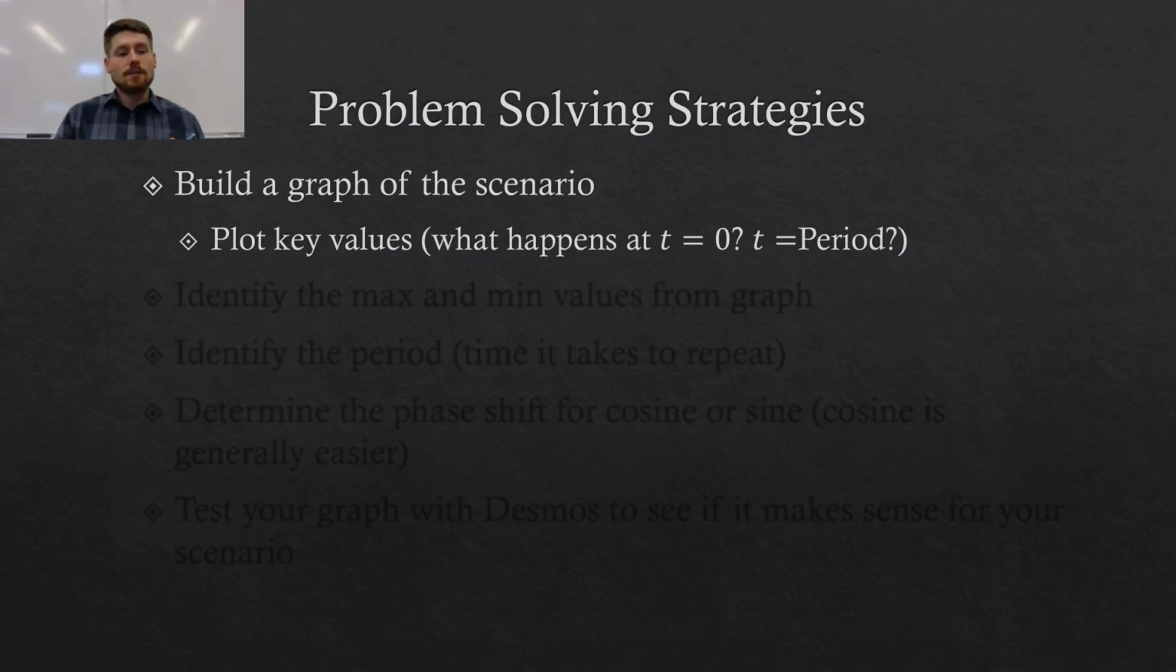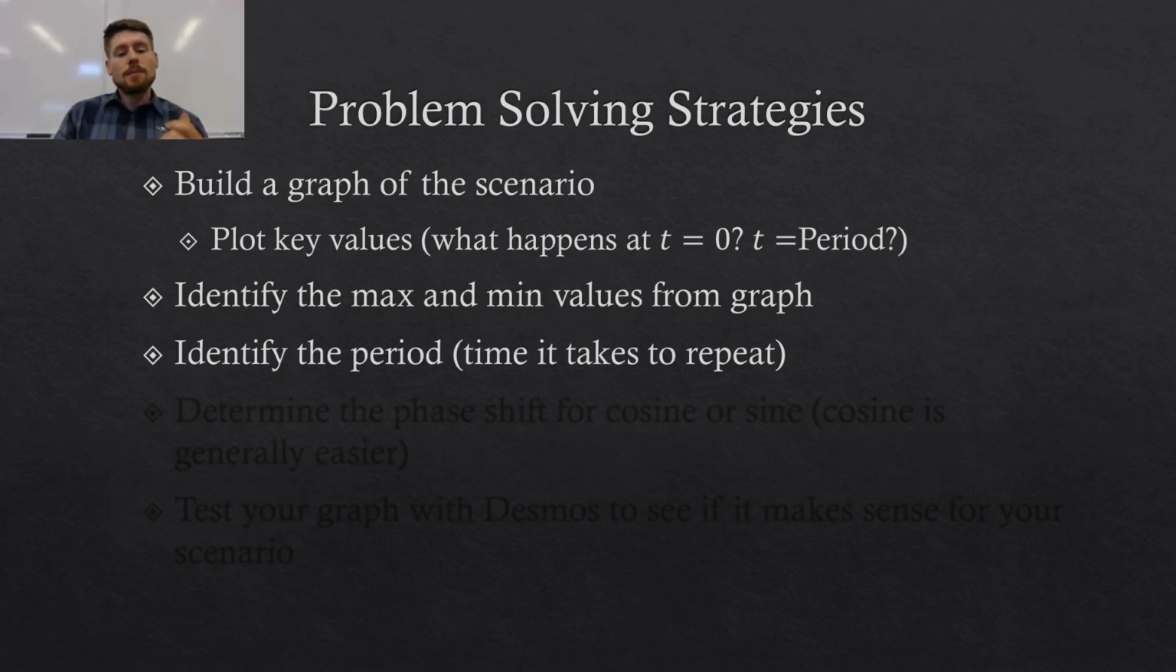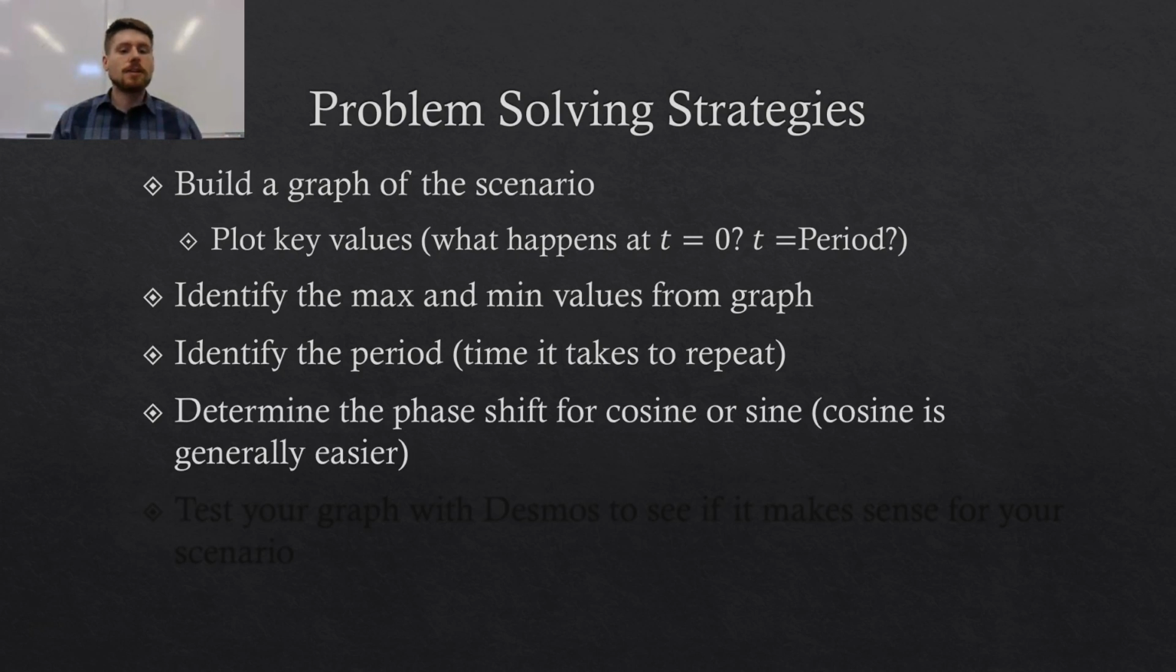To create the sine or cosine function that fits it, you've got your graph, you want to identify the max and min values from the graph. You can also identify this from the scenario, either way works. You'll want to identify the period, or how long it takes for whatever your periodic function is to repeat. So that's the time or duration it takes to repeat. And then the last thing you want to do is figure out what your phase shift is.